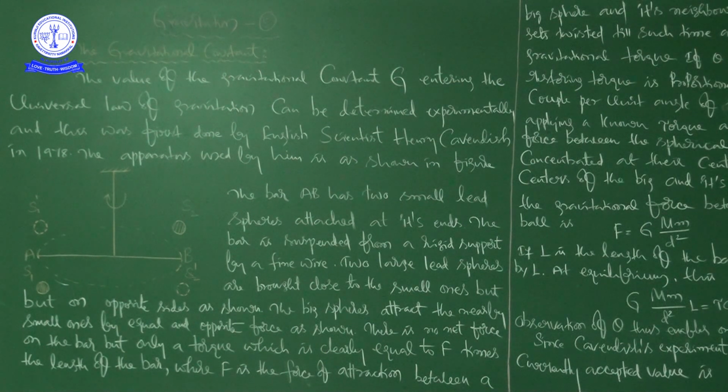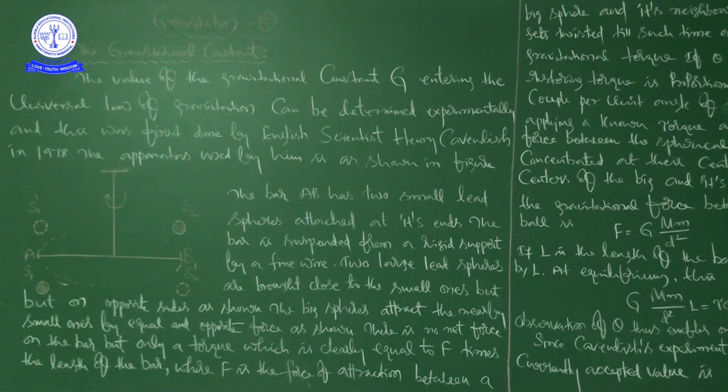because torque is nothing but the product of force and perpendicular distance. In case of rotational motion, the perpendicular distance is the perpendicular distance between the axis of rotation and the point of application of force. But here in our discussion it is the product of gravitational force and the length of the bar, that is capital L. So this is the torque, and on the other side there is the restoring torque, which is tau into theta.